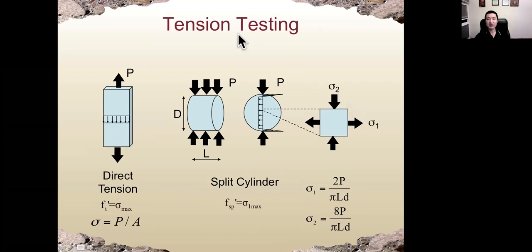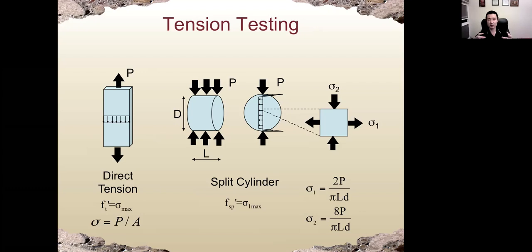Here we talk about tension testing. For typical materials, if we want to measure the tensile strength, we pull the material apart. We measure the force to pull the material and divide it by the cross section. This is called the direct tension test. Based on that, we can easily calculate the tensile stress, which is P divided by the cross section area A. However, we rarely use the direct tension test for concrete.